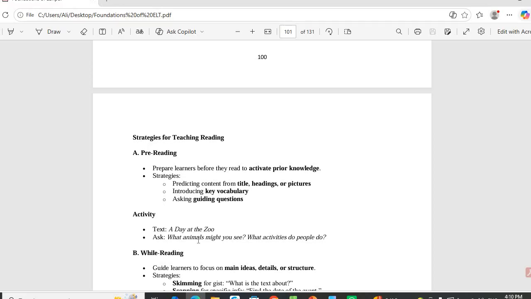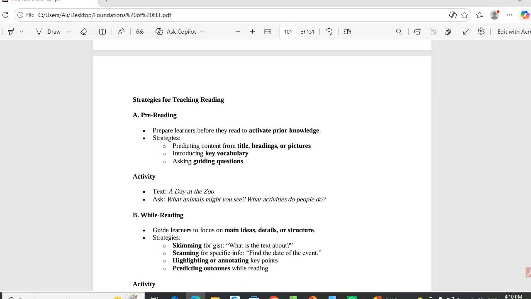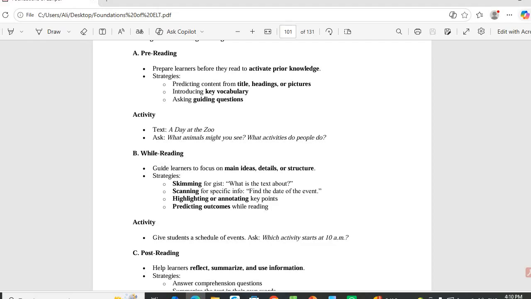An activity for this: a text, a day at the zoo. Ask what animals you might see, what activities people do, before they start reading. This is called pre-reading.